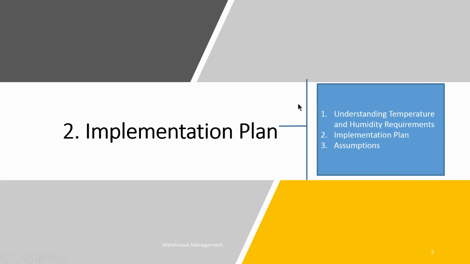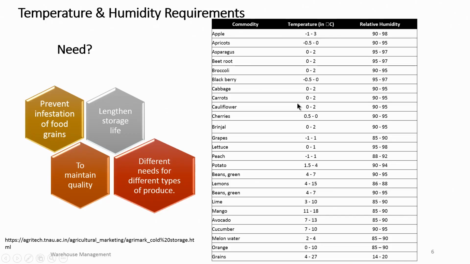They are important because of the following reason, which I will explain. The implementation plan comprises of understanding temperature and humidity requirements, implementation plan as well as the assumptions. They are important because you want to prevent infestation of food grains, you want to lengthen the storage life, different needs for different types of produce, and to maintain quality. Again there is a website link which the students have pointed out.